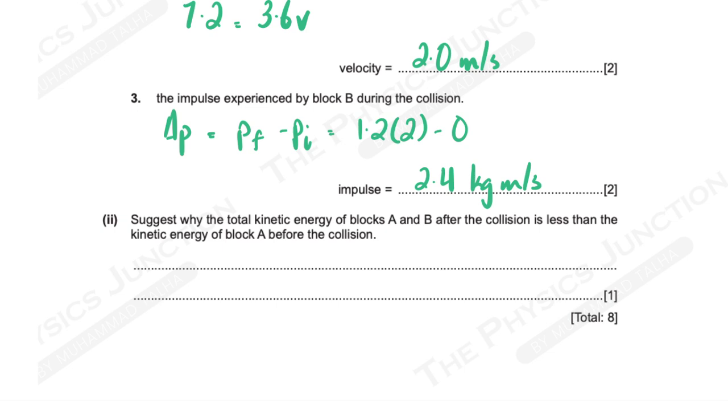Suggest why total kinetic energy is less after the collision than the kinetic energy of A before the collision. So you can say energy is lost as thermal energy in the collision. Or you can also say sound, but thermal is usually what the examiner is going for.